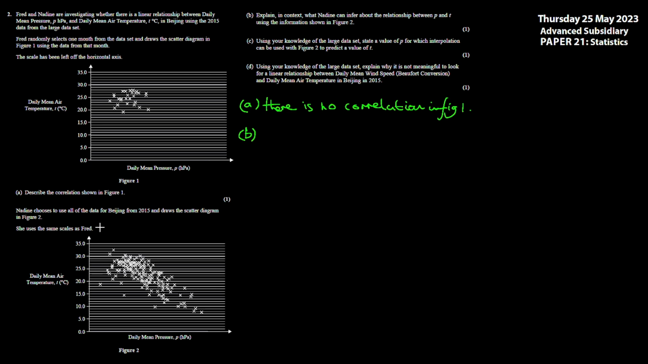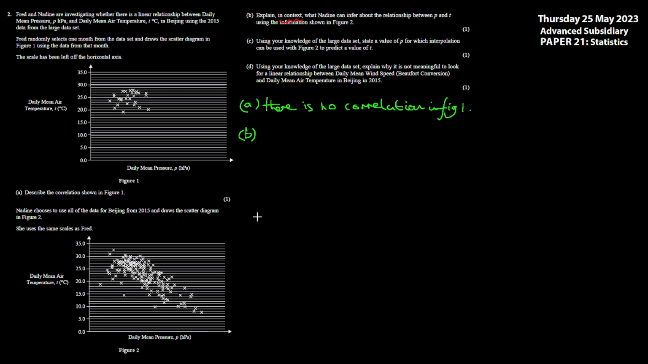Now, Nadine, rather than choosing a month, has chosen a whole year. So we've got 365, I assume, results here, which have been plotted. And you can see that there is a general falling as the pressure goes up, the mean air temperature goes down. We've got to be slightly wary of this word in context. I think you can see that there is a general negative correlation between the results, but that negative correlation has to be explained with the axes in mind.